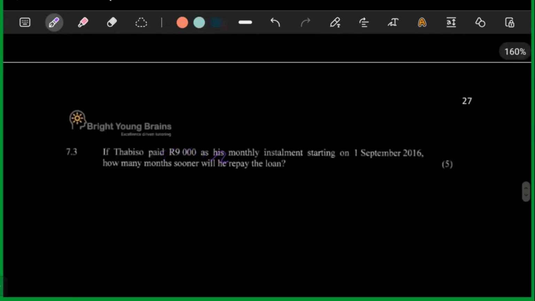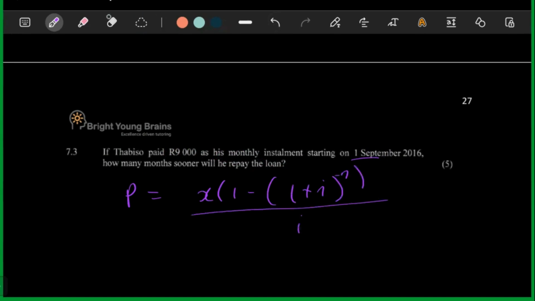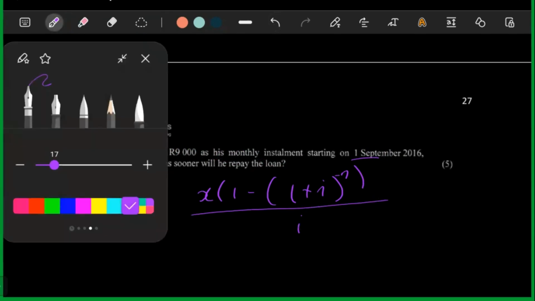Tabiso paid 9,000 as his monthly installment starting the 1st of September. How many months sooner will he pay the loan? Well, that's simple. Now we have to work out n. Since we now have to work out n, we have to isolate n first and then put the values into the calculator. Isolating n is not an issue, it is as normal as normal.